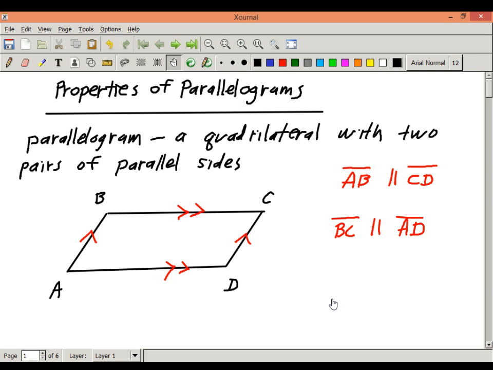Okay, so first of all, what is a parallelogram? A parallelogram is a quadrilateral, so four sides with two pairs of parallel sides. So in this figure, your left side and your right side are parallel, AB and CD, as well as your top side and your bottom side. So BC is parallel to AD because that's a parallelogram.